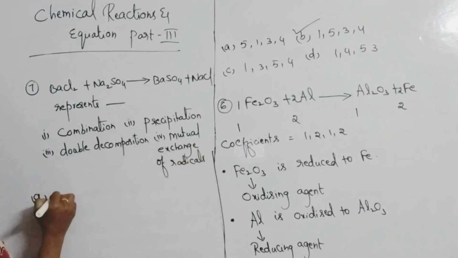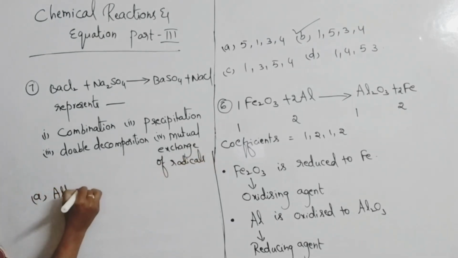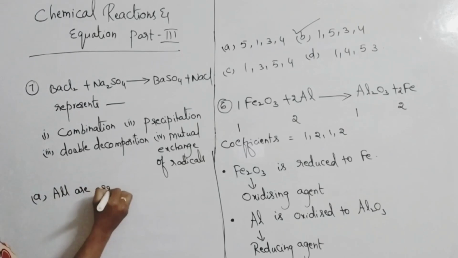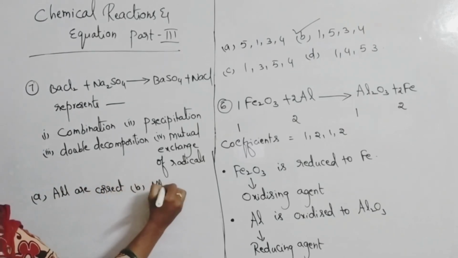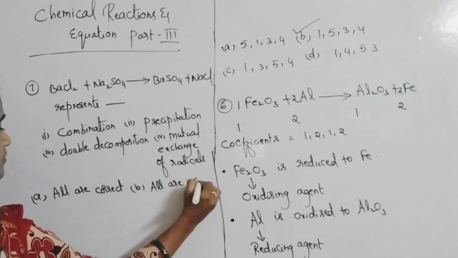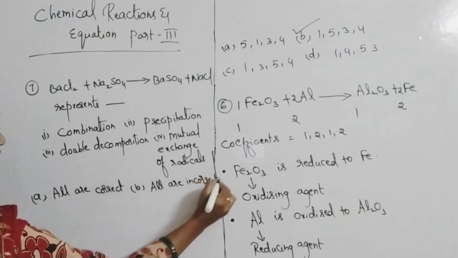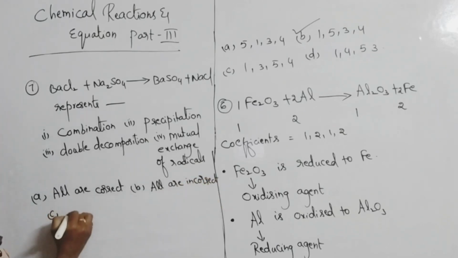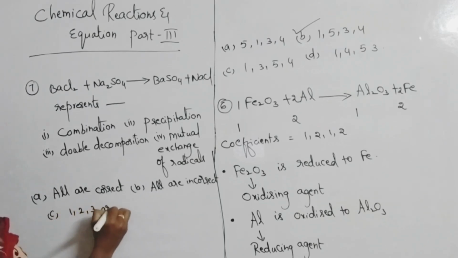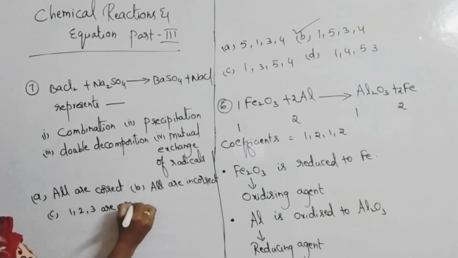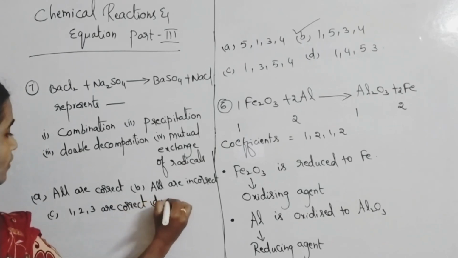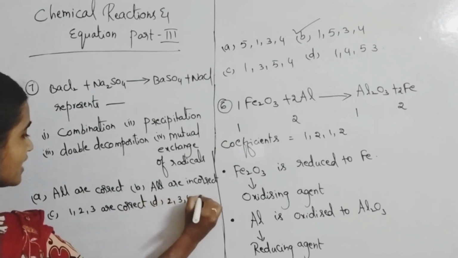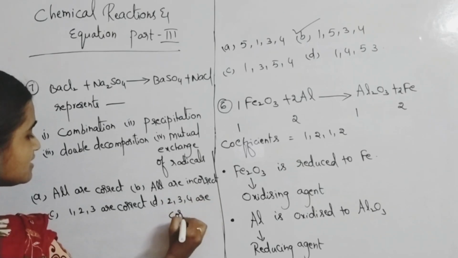Option A, all are correct. Option B, all are incorrect. Option C, 1, 2, 3 are correct. Option D, 2, 3, 4 are correct. Now, what is the correct answer?